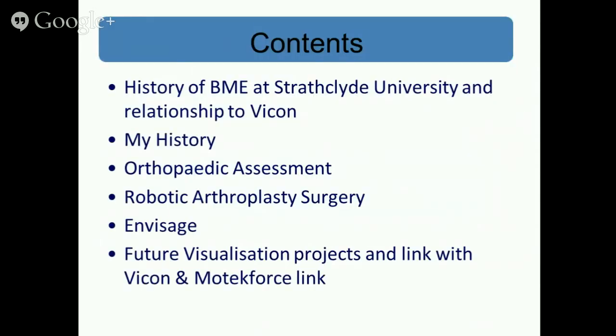So the outline of my talk is to begin with a bit of history of the biomedical engineering group here at the University of Strathclyde, and our relationship to the formation of Vicon. A bit of my history and my interest, some of the work that I've done in orthopedic assessment. That led me on to being interested in robotic arthroplasty surgery, which uses camera-based navigation in an operating theatre. And from that I saw some different ways that we could maybe do our traditional movement analysis in clinical practice.